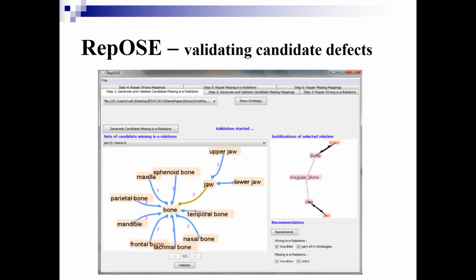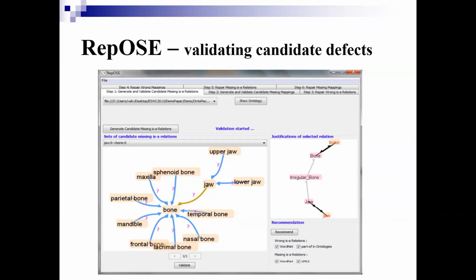So here's an example for the validation phase. So the idea is that we have candidate defects here. And here we have a number of candidate defects that a user can validate. We show the candidate defects in groups of things that are connected. For instance, here are all possible defects. These could be missing isolations, or it could be wrong. And here we have clicked on this one, the brown one, and then the user can click on the question mark and say, yes, this one was missing, or this is wrong.